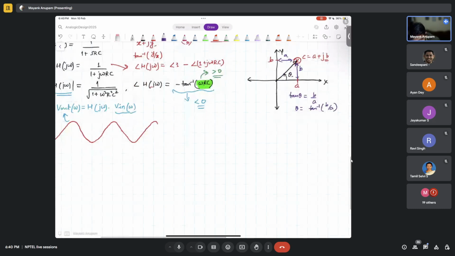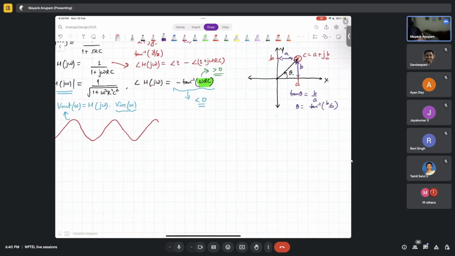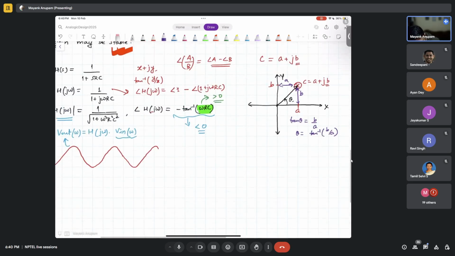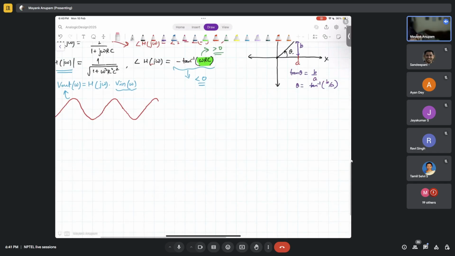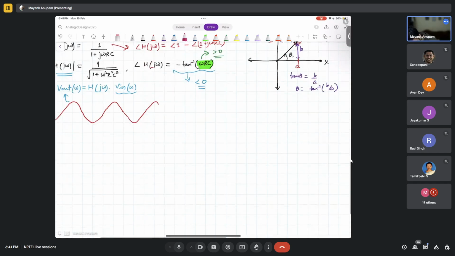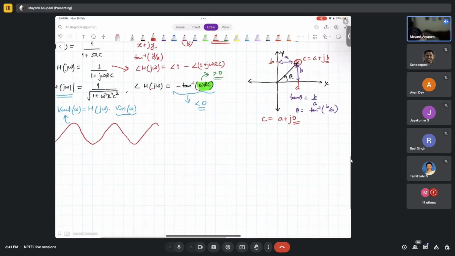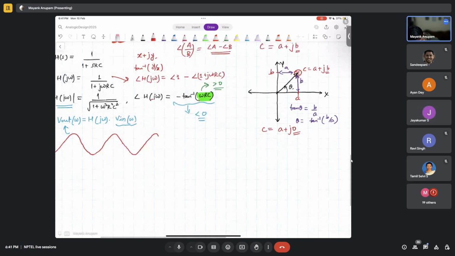So now tell me, if I have a complex number which does not have any imaginary part. Let's say C is equal to A, simply A plus j0. So its imaginary part is 0. So where will it lie on this complex plane? On the x-axis, right? It will lie here, A, isn't it?